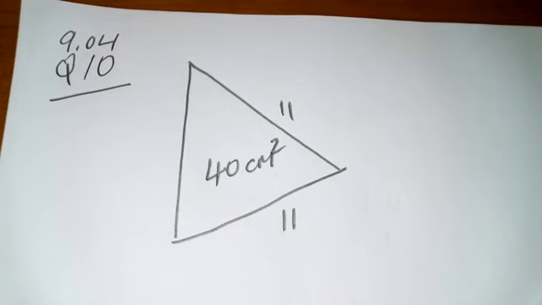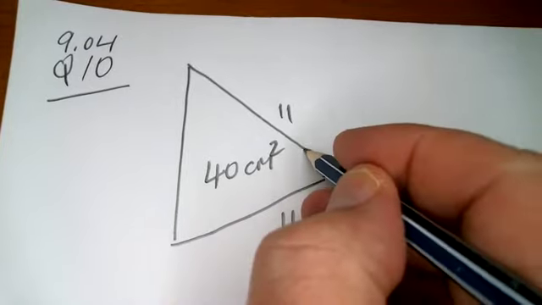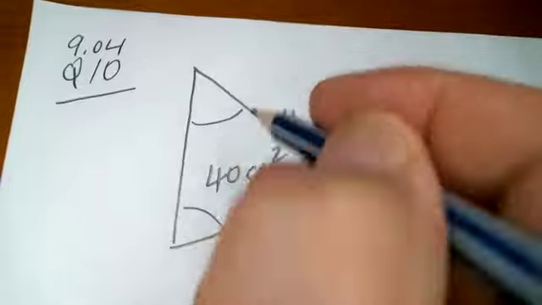All right. Question 9.04, question 10. Let's have a go at this one now. We're asked to find the interior angles in the triangle, and we've got obviously angles here, here, and here, but we're not sure what they are.